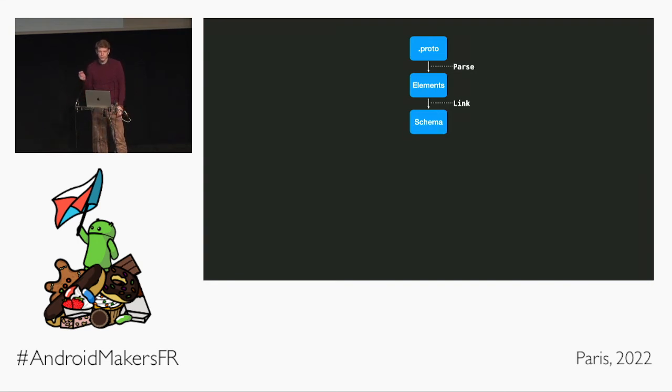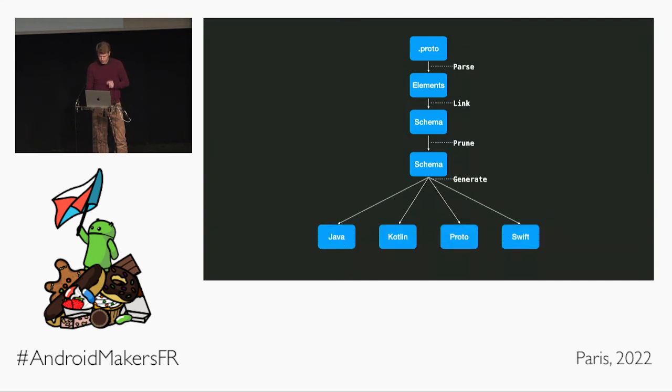Then we link it, which is like Wire is going to say, okay, we have this type. It says it refers to this type. Let's try to find it. It will just try to resolve all types, making sure the import statements are right, that everything can be found, and that we can actually build something. Then we have a pruning step, which is more or less getting rid of the types you don't want. And at the end, we generate. Right now we support those 4: Java, Kotlin, Proto, and Swift. And we'll see how to configure each step.